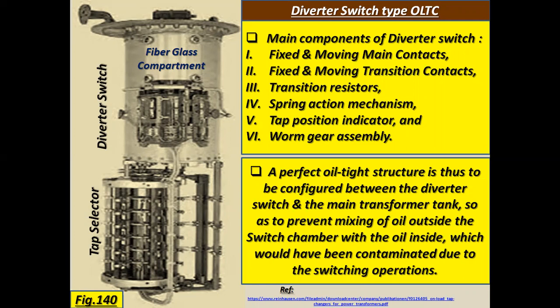Now see the points. A perfect oil tight structure is thus to be configured between the diverter switch and main transformer tank so as to prevent mixing of oil outside the switch chamber with the oil inside, which would have been contaminated due to the switching operations.